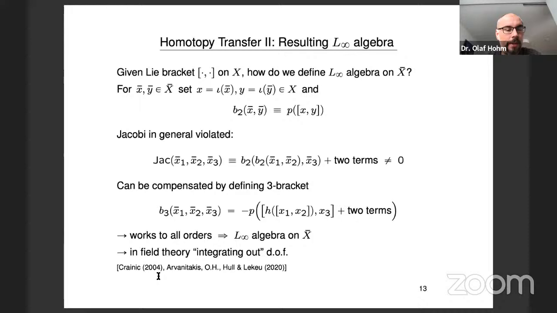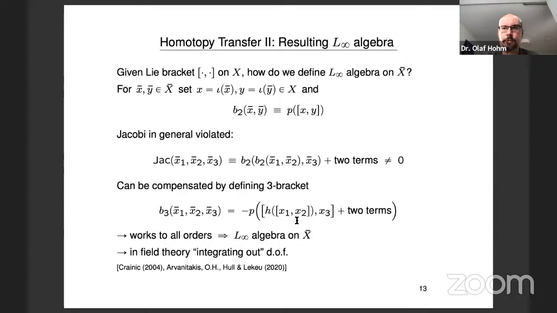And I think the right math reference is this one. Now the point I want to make, the second part, is that this operation of going to a subspace and then defining an L infinity algebra on the subspace is precisely the algebraic implementation of what we do in field theory when we integrate out degrees of freedom.